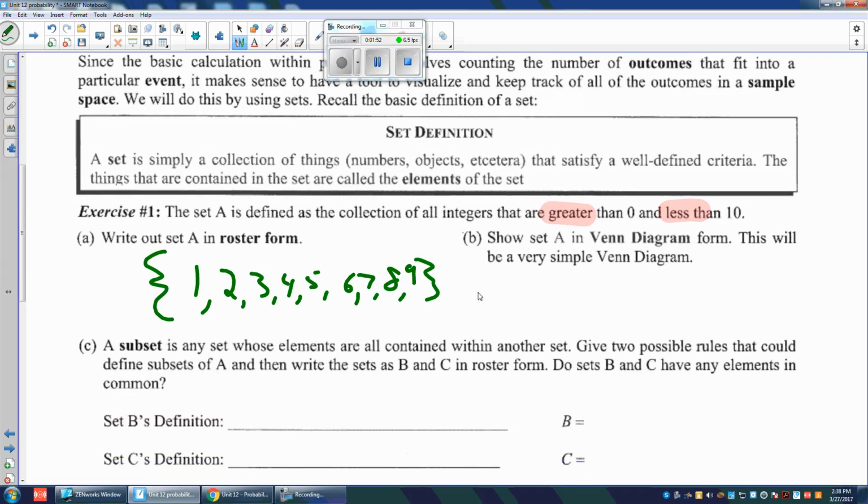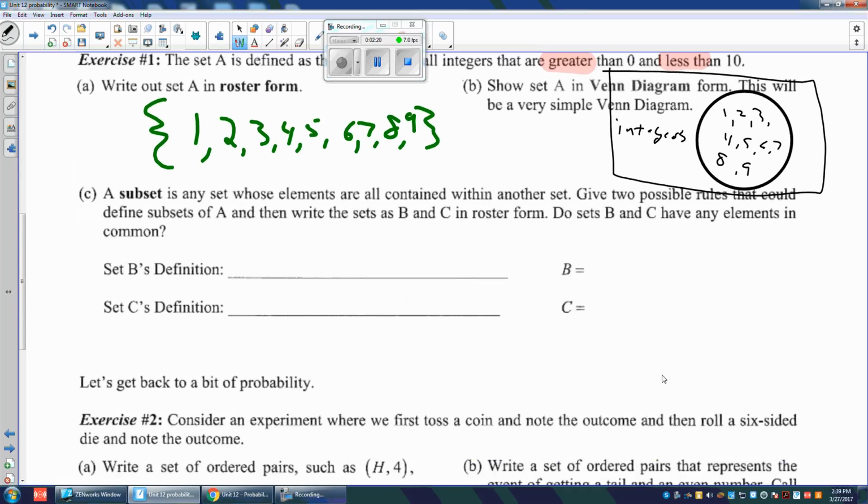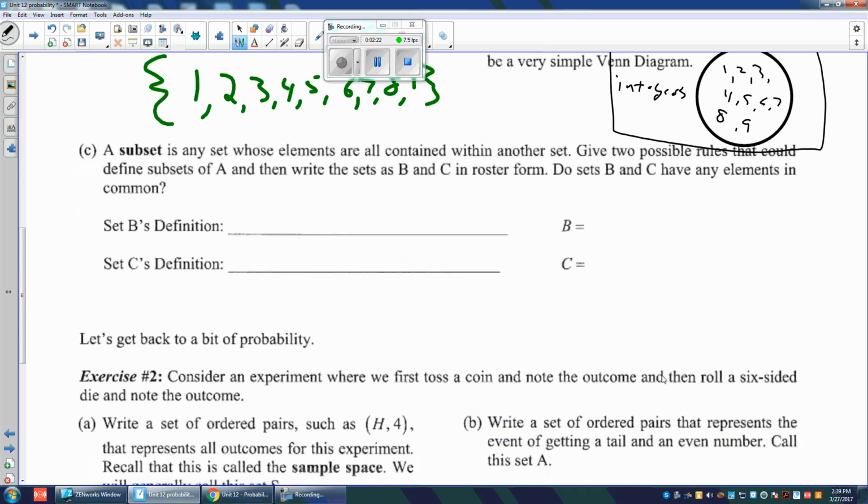Show set A in Venn diagram form. This will be a very simple Venn diagram. 1, 2, 3, 4, 5, 6, 7, 8, 9. Integers. Okay. A subset, oh yeah, that rectangle is important. A subset is any set whose elements are all contained within another set. These integers, 1, 2, 3, 4, 5, 6, 7, 8, 9, are a subset of all the integers.